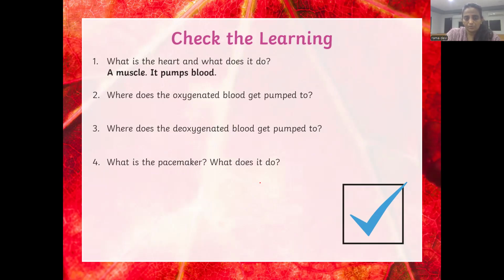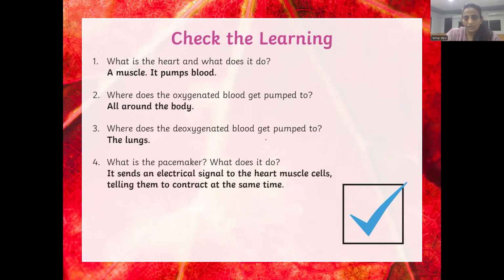So these are the simple questions. What is the heart and what does it do? It's a muscular organ, it pumps blood. Where does the oxygenated blood get pumped to? Because it is oxygenated blood, that means it is rich with oxygen. All the body parts need oxygenated blood. So the heart pumps blood to all the body parts. Where does the deoxygenated blood get pumped to? So when the heart is receiving deoxygenated blood from all parts of the body, it sends it to the lungs so that it gets oxygenated again.